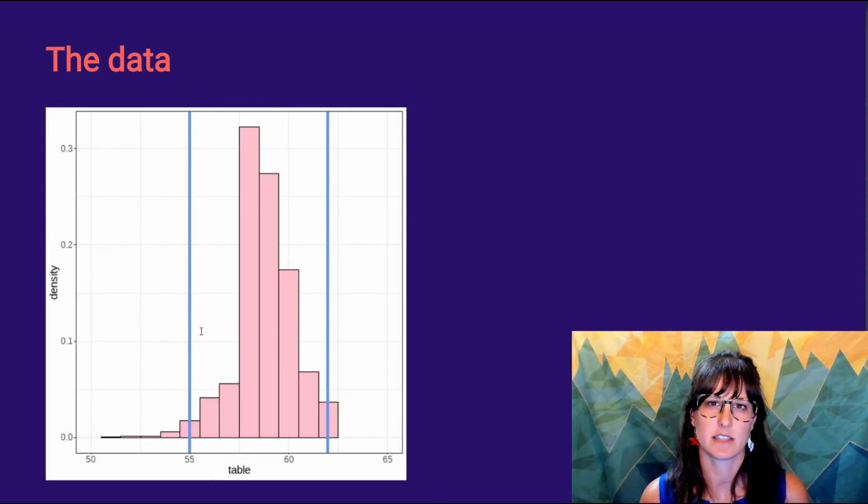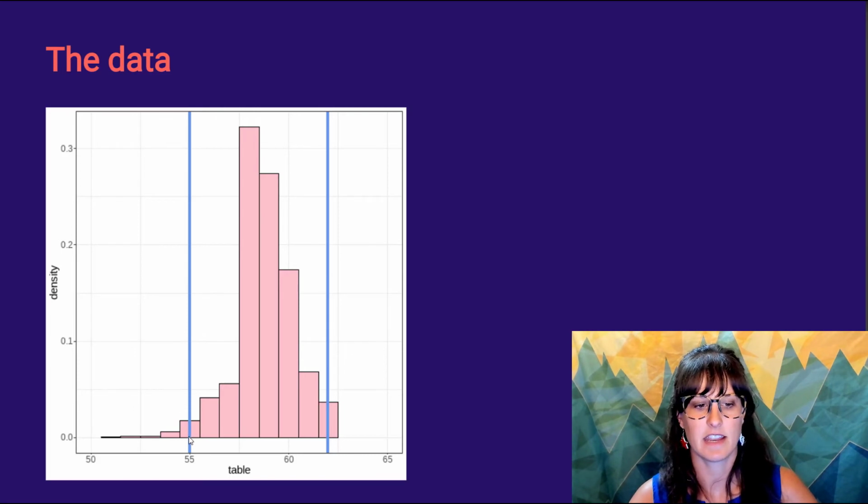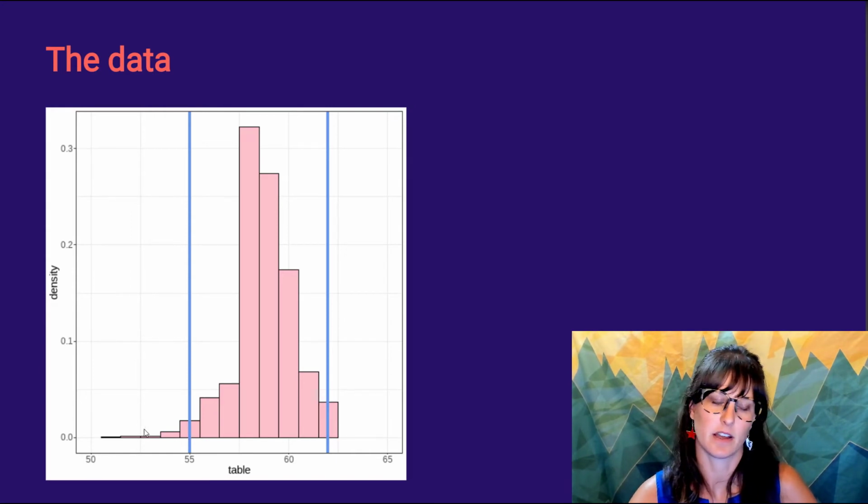So here's our data. Here's the histogram of all those values for the table variable that we observed. And these blue lines here are the 95% cutoffs. We are saying that 95% of the observations fell between these two values. And you can kind of see that in the plot, right? Maybe 2.5% is this pink area over here, 2.5% is the pink area on the bottom here.